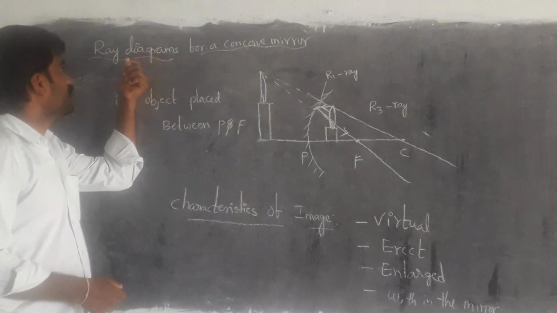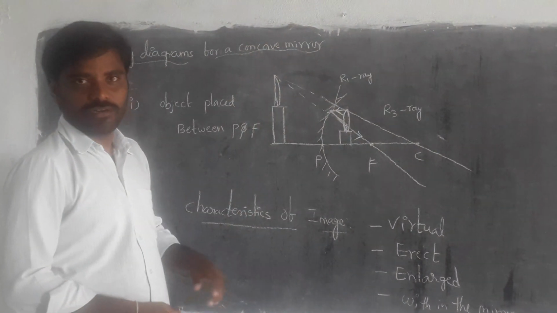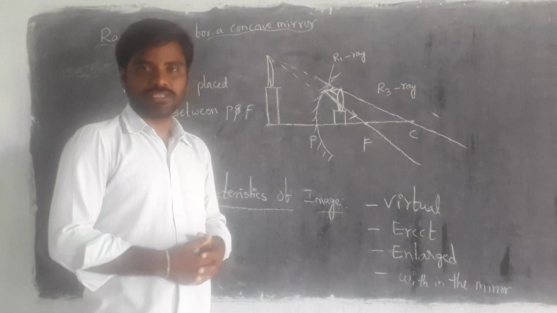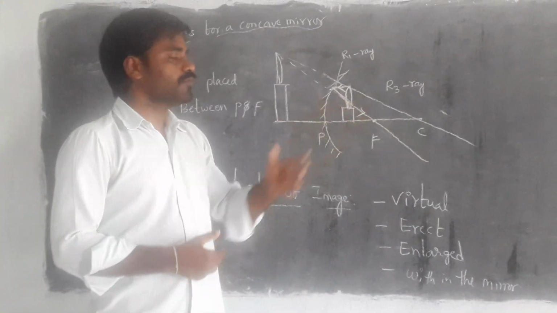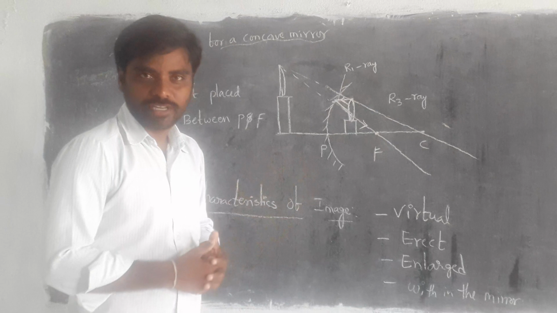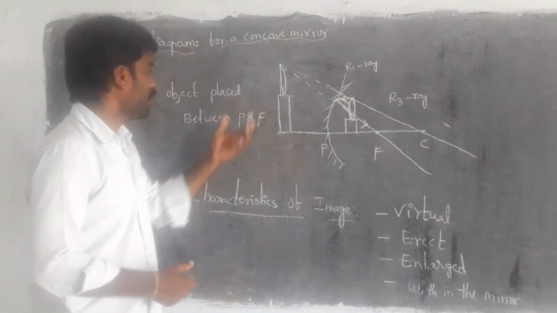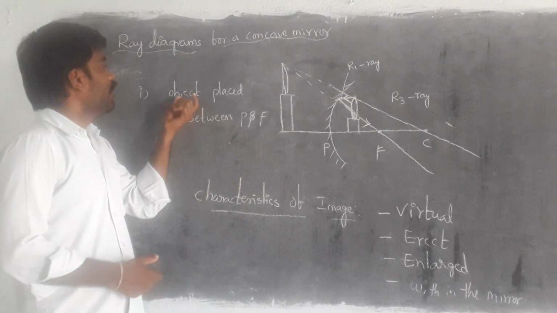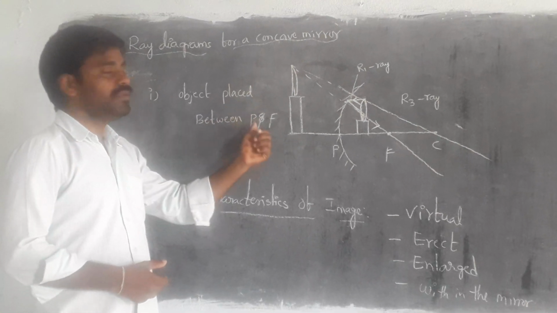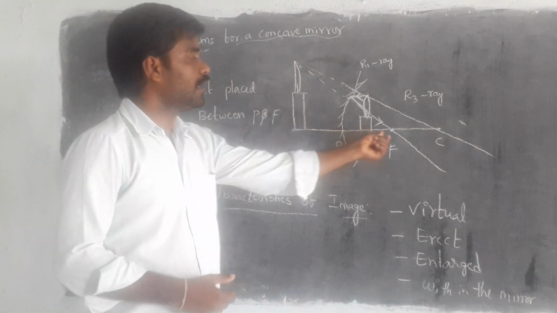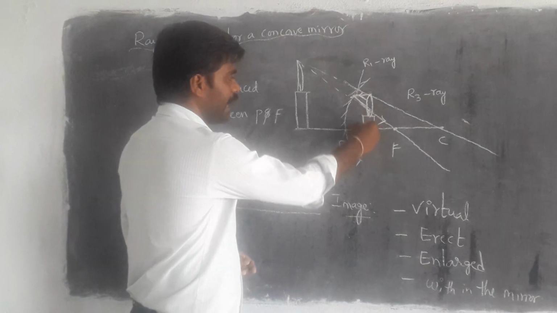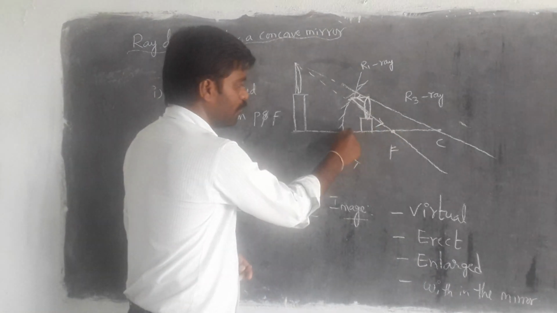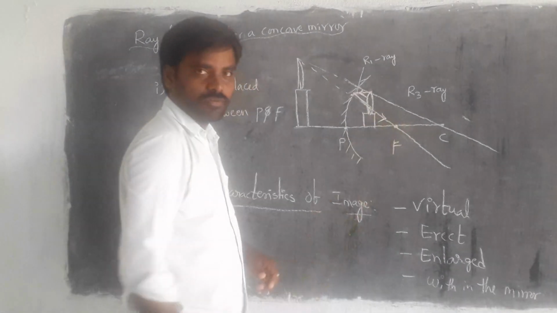Today's concept is ray diagrams for a concave mirror. In the previous class we discussed at what place we have to place the object and how to get the image. As part of that, we are going to discuss this now. An object is placed between P and F, meaning pole and focus. So I place the candle exactly between the pole of the concave mirror and the focus.